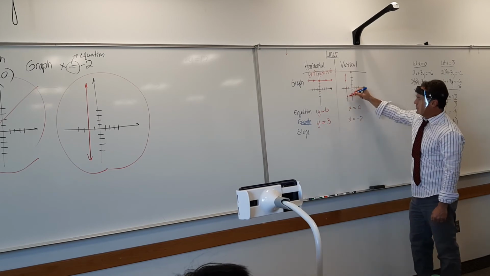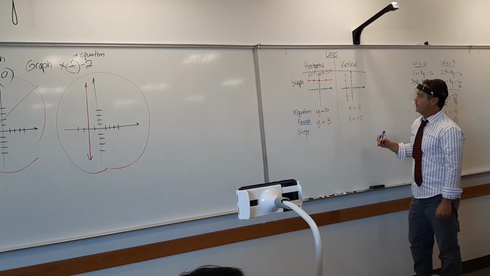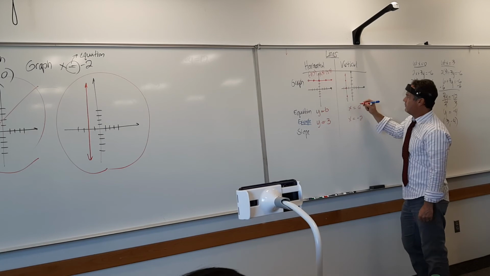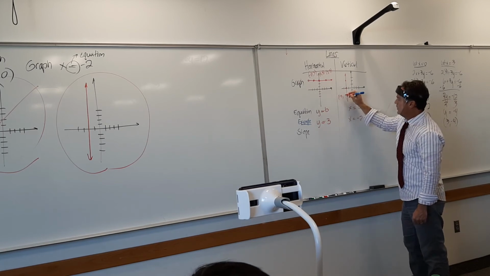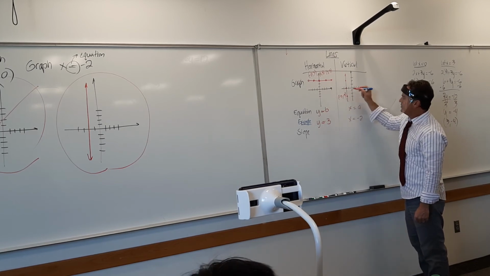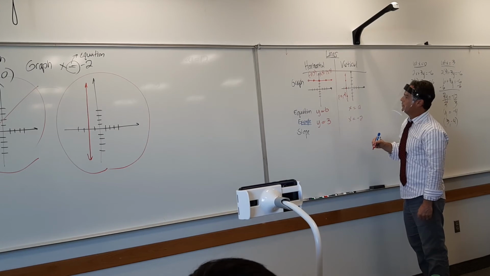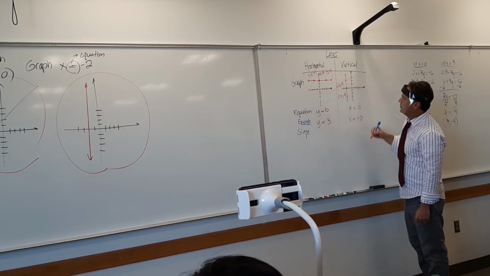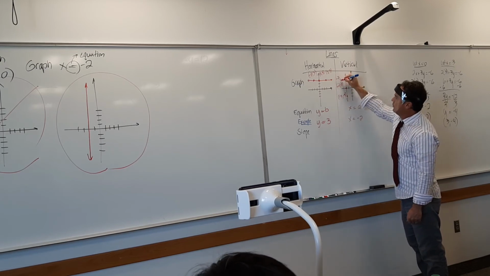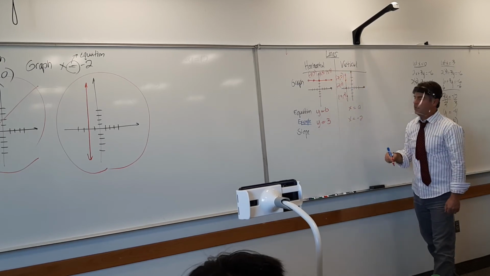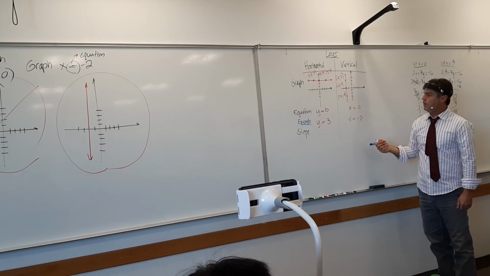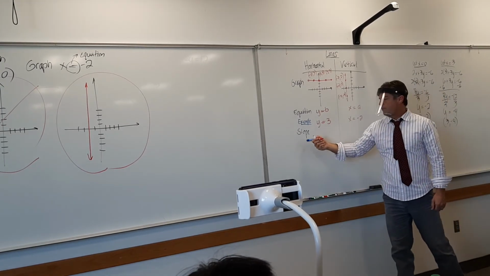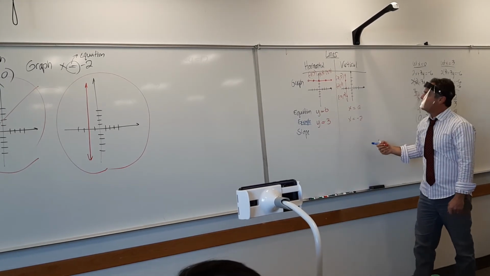What are my coordinates to this point right here, quickly? -2, 3. What's this one? -2, 0. And this one right here? -2, 2. So what does x always equal? -2. Same kind of a concept there. We'll save slope for next time. We'll leave this part empty.